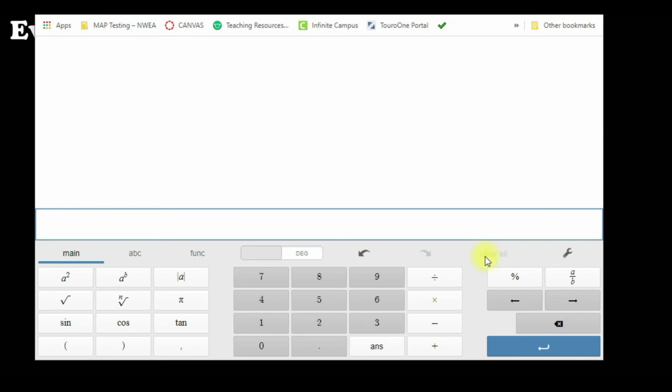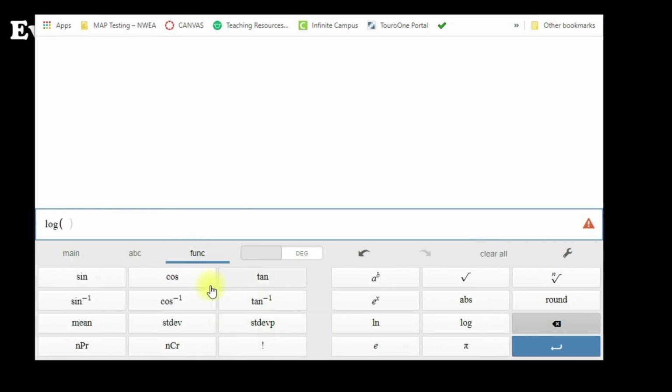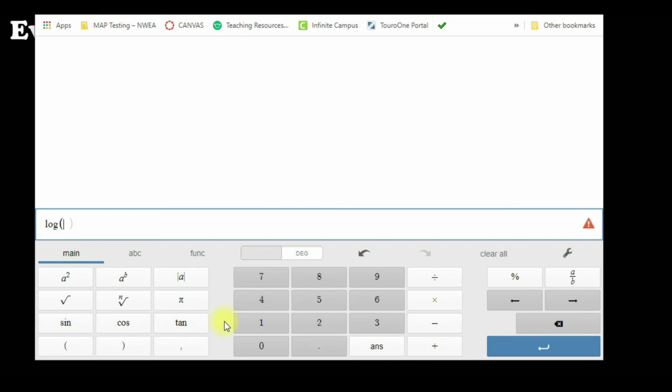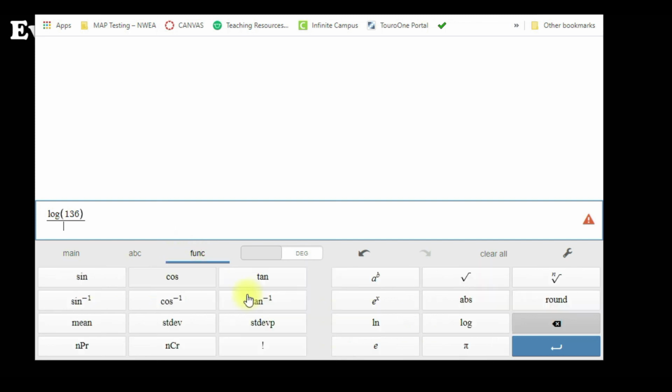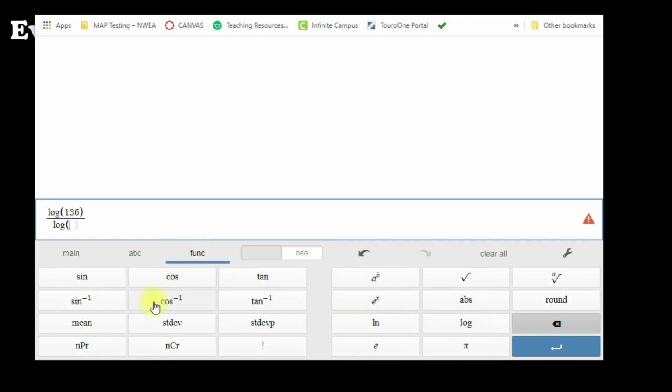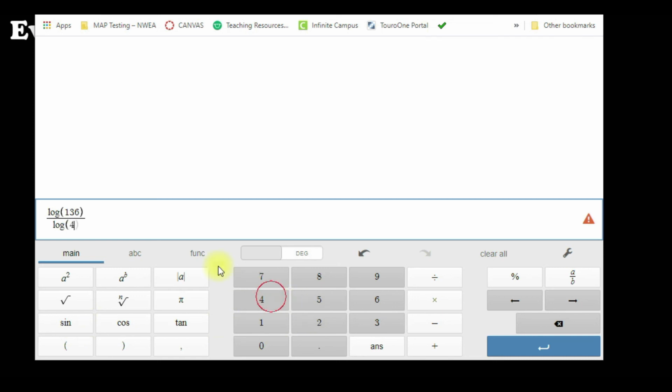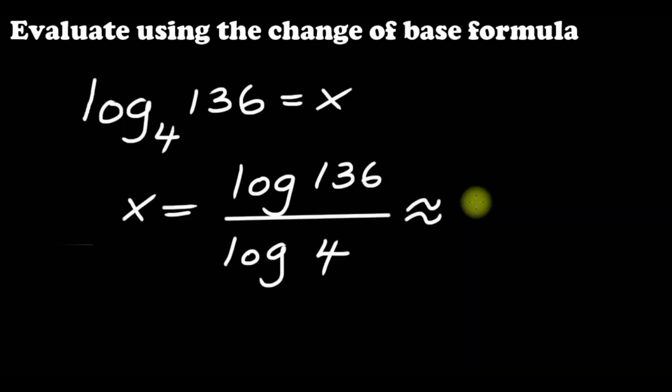Okay, so we're going to clear this. So here we have log 136 divided by log 4. Okay, and then as you can see, the answer is on the right hand side here. It's 3.5437. The approximation for this is going to be 3.5437. And that is how you evaluate log using the change of base formula.